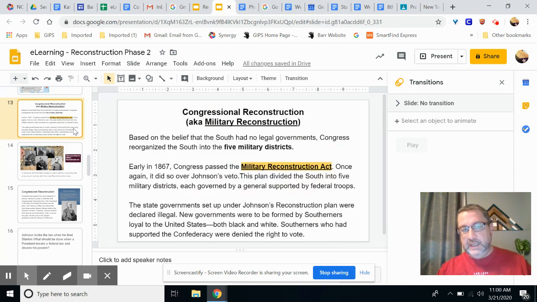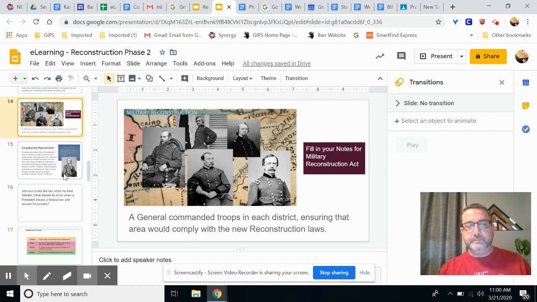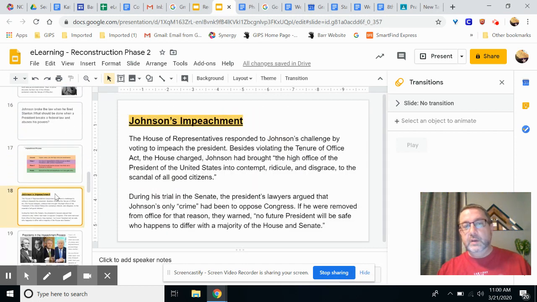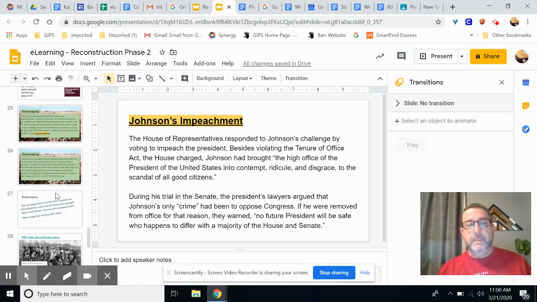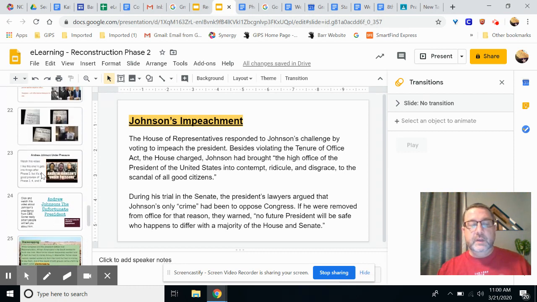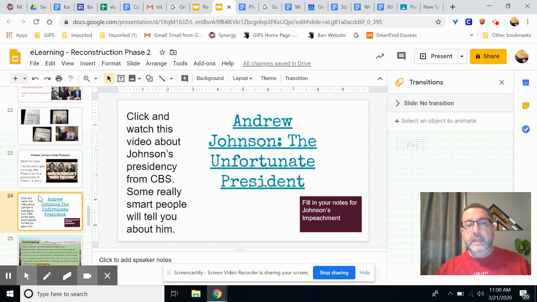Military Reconstruction Act is here, but I don't think you can fill it in until you've looked at that picture. Go down here, Johnson's impeachment's here, but there's a lot of pages on impeachment. Now, every once in a while, you're going to find a video. Oh, here's a Mr. Betts. And so you're going to watch that. Here's another video. This is from a different source.